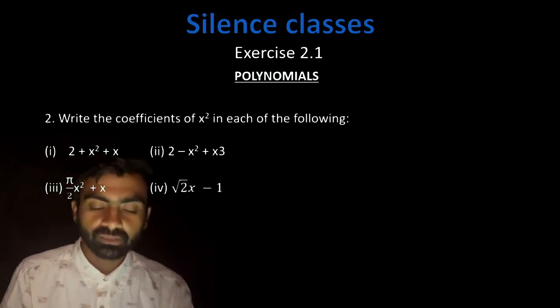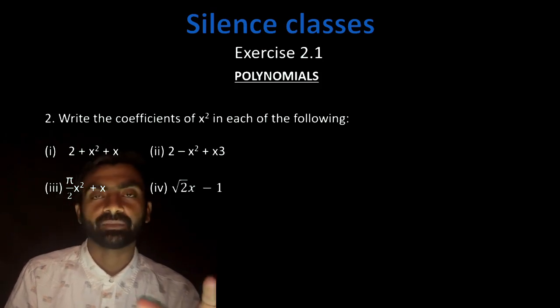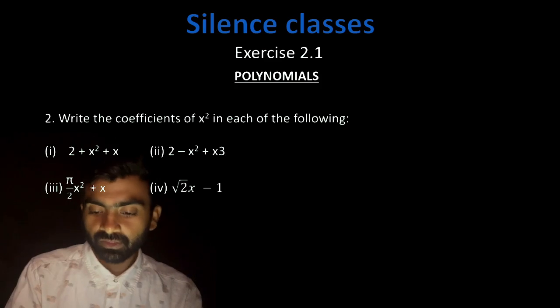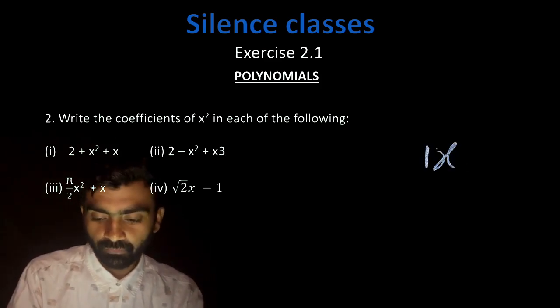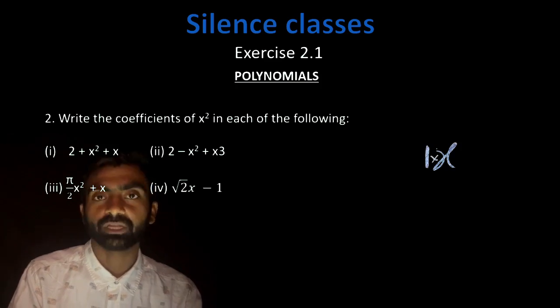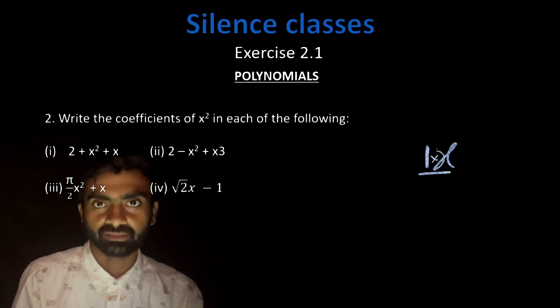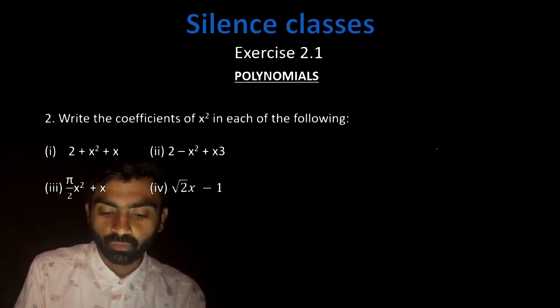Now let's move to the next question, which is to write the coefficient of x square. Means we have to write down the coefficient. And what is a coefficient? Coefficient means, whatever variable is written over here, the number which is multiplied by that particular variable is known as its coefficient.